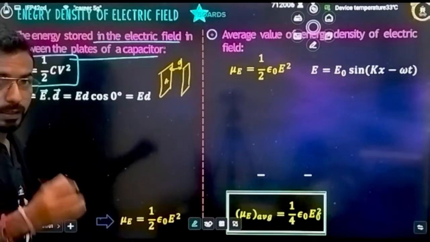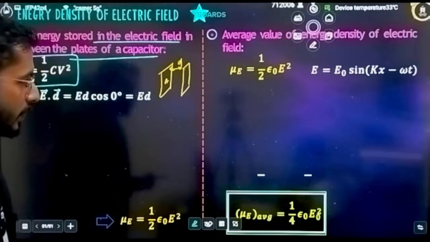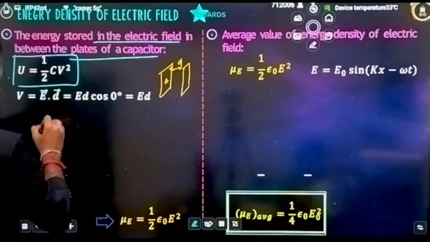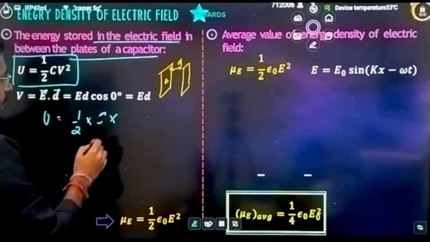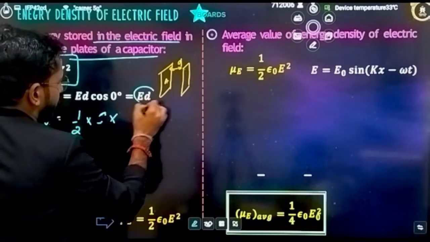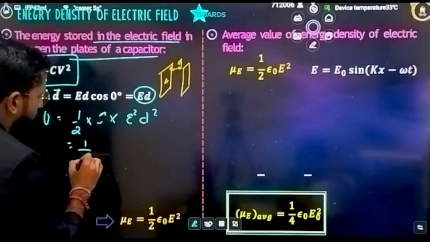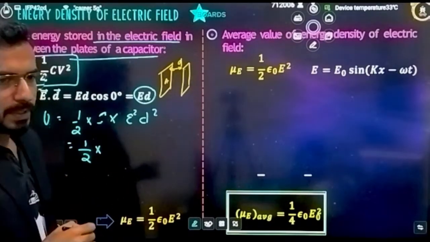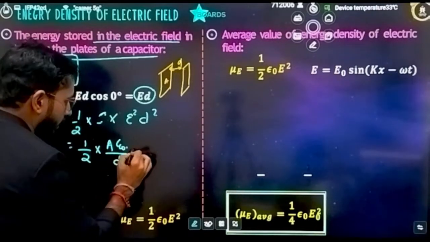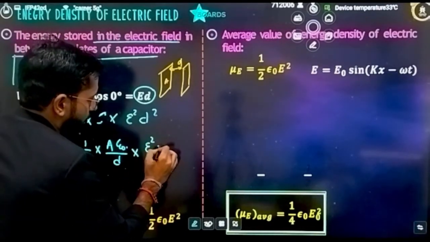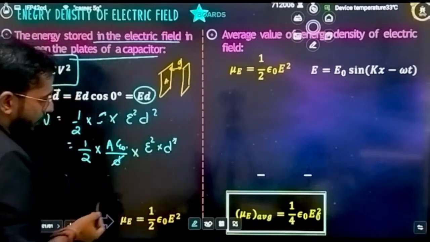When the electric field is propagating, because the electric field is also oscillating, how much energy is it carrying? So what we are going to do, U is equal to what? Half C V square. And in place of V you can write V equals E into D. That means E square D square, correct? Now half. What can I write for the capacitor? For a parallel plate capacitor, what is the capacitance? Tell me the formula. It is A epsilon naught by D, correct? Multiplied by E square multiplied by D square. Clear? Now if I solve it, D will simply get cancelled.